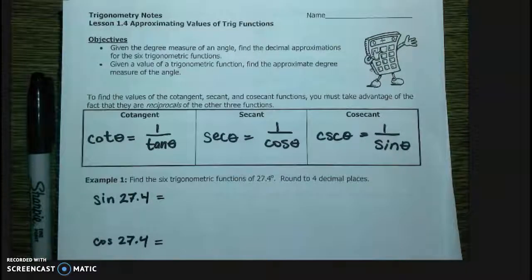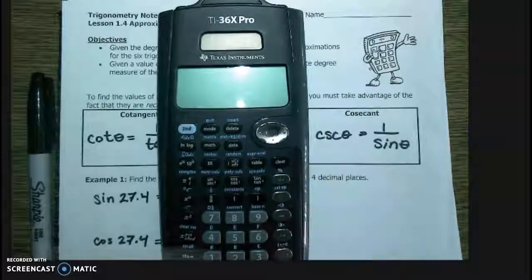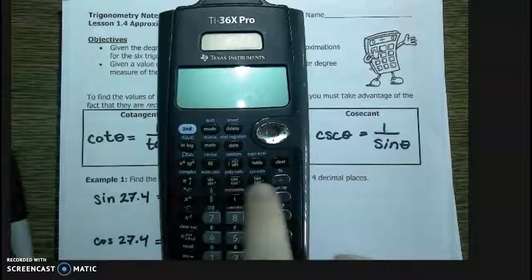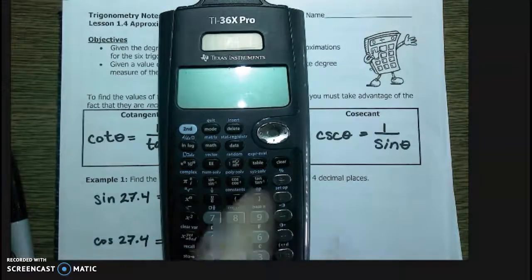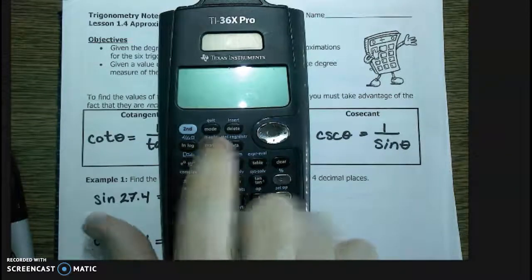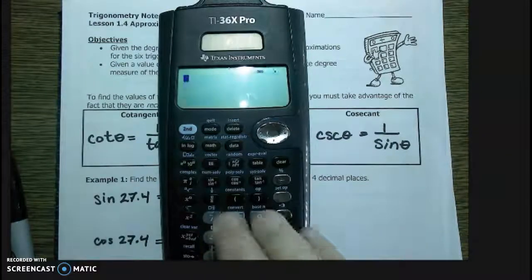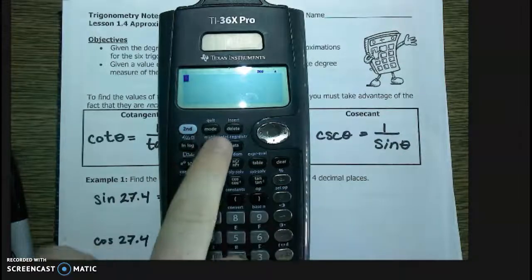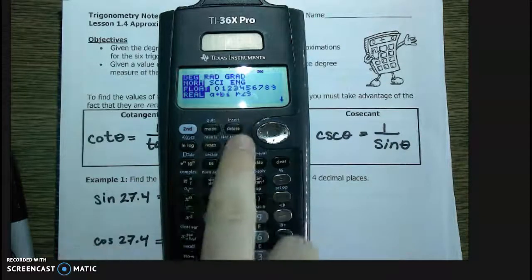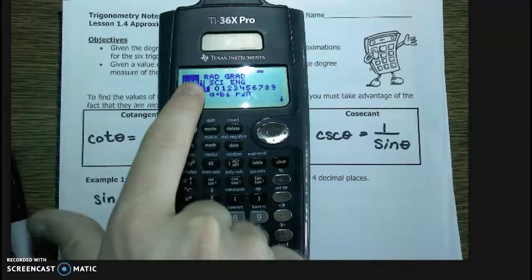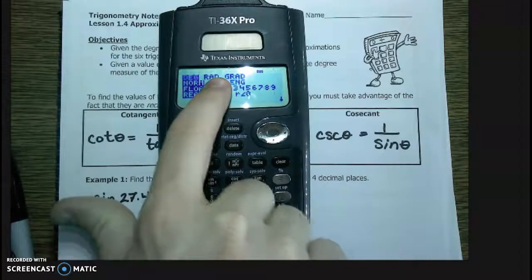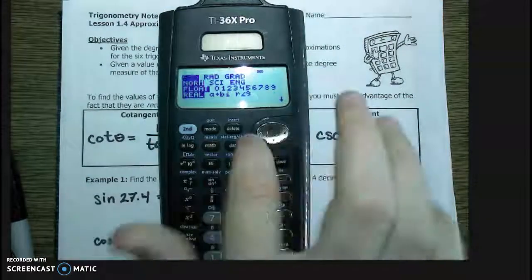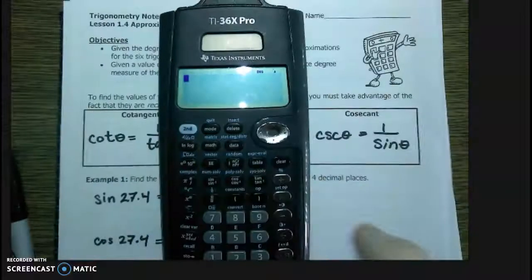In lesson 1.4, we're going to be looking at using a calculator. Some important things to look for are you need to find your sine, cosine, and tangent button. You also want to find your mode button. Some of you are going to have different locations for this. If you go to mode, you want to make sure that your calculator is in degree mode and not radians. So make sure you're in degree mode. I already am, so I'm going to quit.